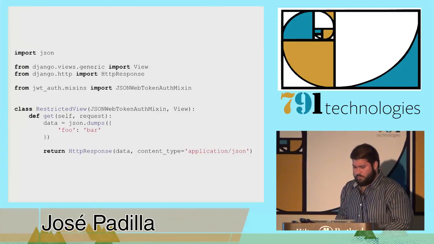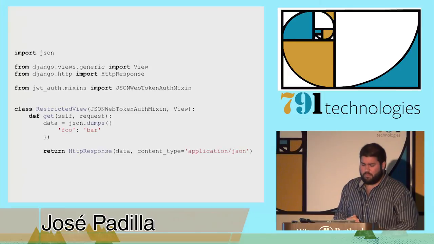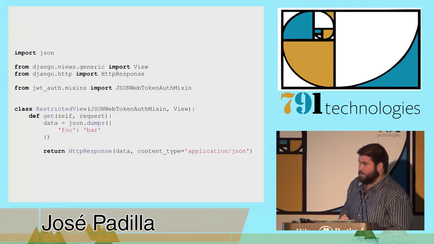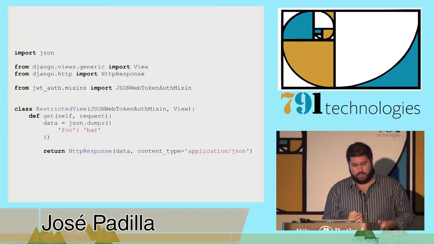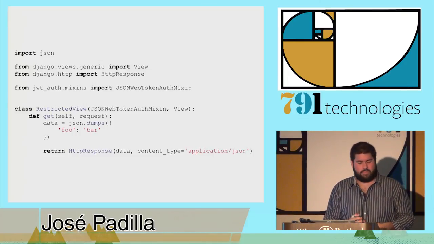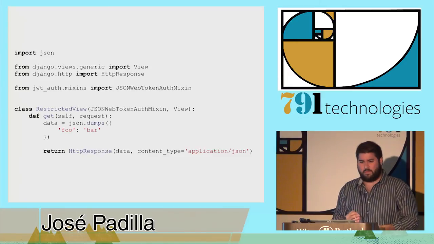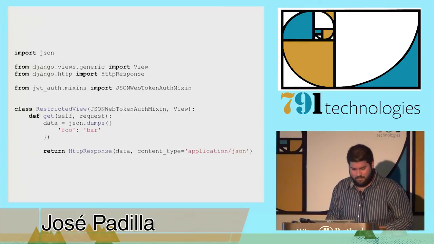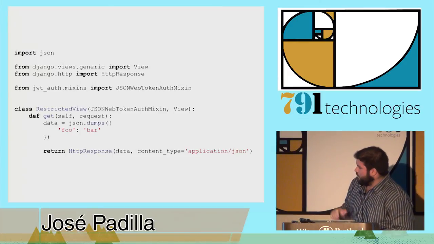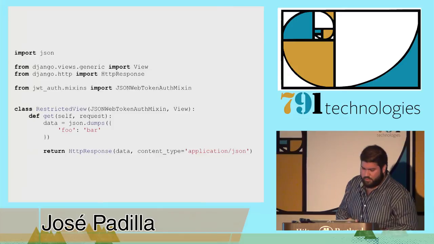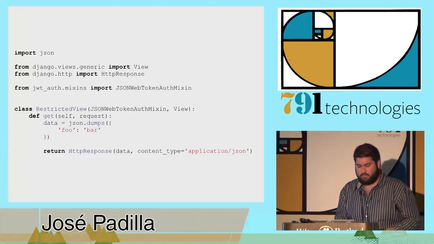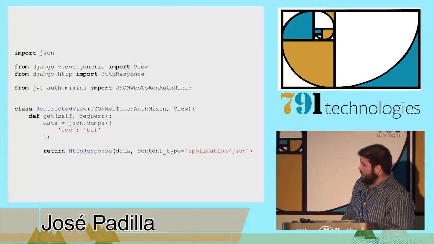And right now it's pretty simple. It actually provides a mixin called JSON Web Token Auth Mixin. If you're using class-based views, you can start using this. I should put in there like a decorator or something for those using function-based views. But I like class-based views myself, so. So you use that JSON Web Token authentication mixin on your class-based view. In this case, our restricted view actually returns a JSON string with a key foo and the value bar.